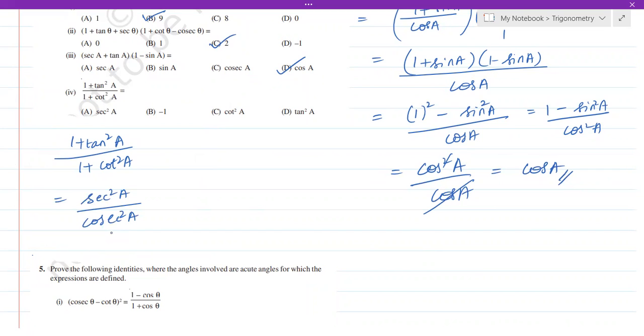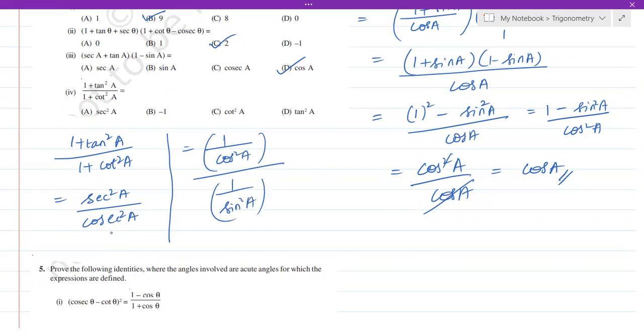Now, secant square A by cosecant square A. Is it an option? No, it is not in the options, which means we have to simplify it further. How do we simplify it further? Using the reciprocal relation. If you remember, secant theta can also be written as 1 by cos theta because secant theta and cos theta are reciprocals of each other. So secant square A can be written as 1 by cos square A. Similarly, cosecant square A can be written as 1 by sine square A because cosecant and sine are reciprocals of each other.